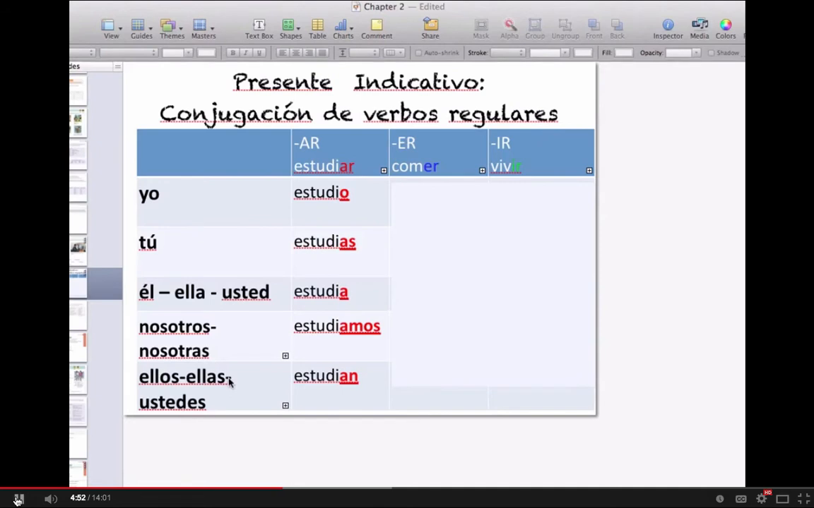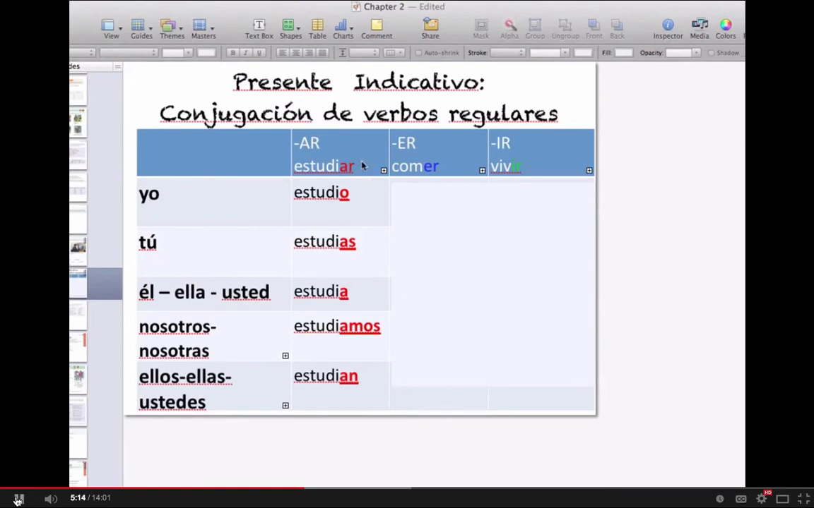That would be they, right? Juan, Pedro y José estudian. Or it could be mis hermanos estudian, right? Or it could be referring to the plural in the second person. You all, right? Tú y tu hermana estudian. Okay? So remember that it's not always about the pronouns. It could be names as well.